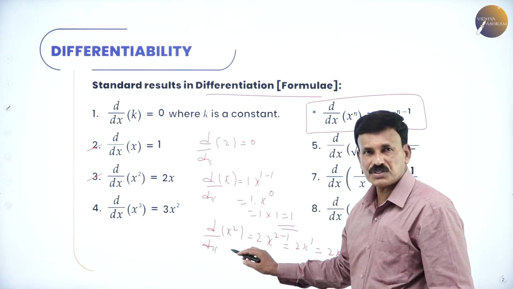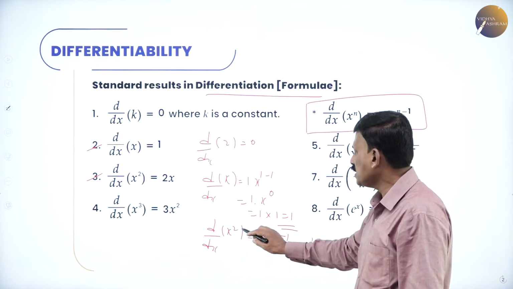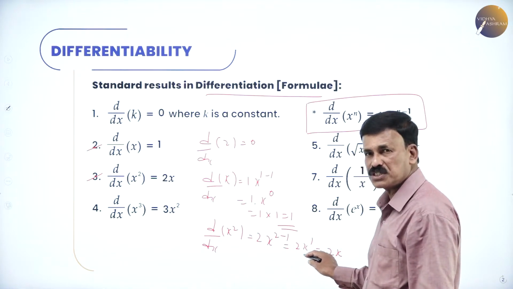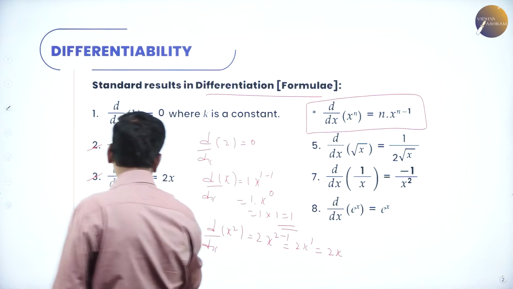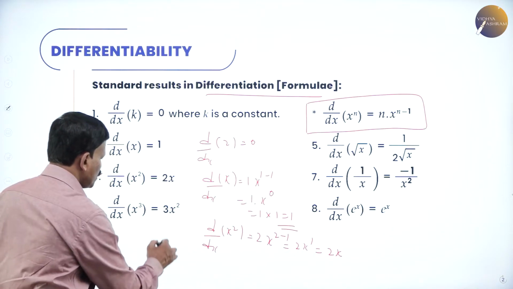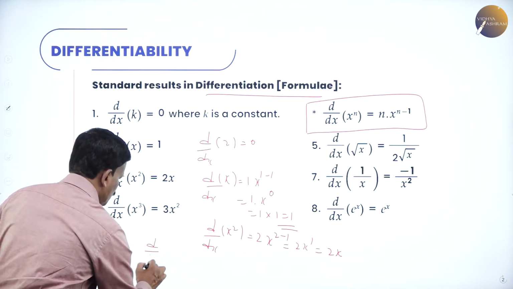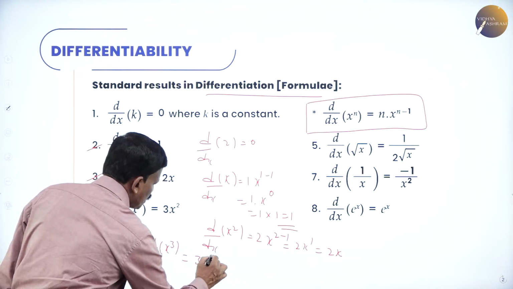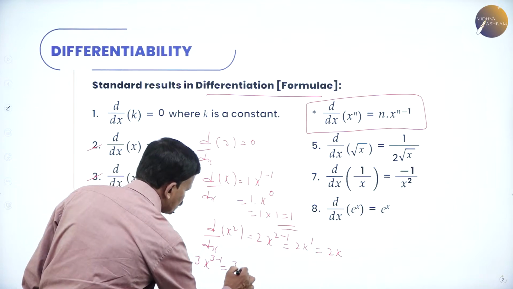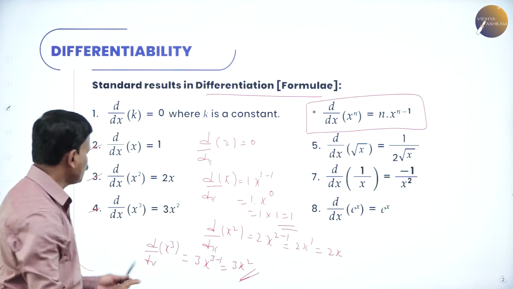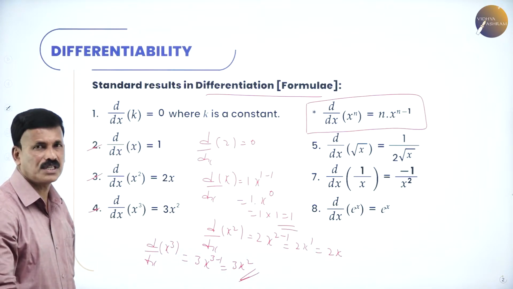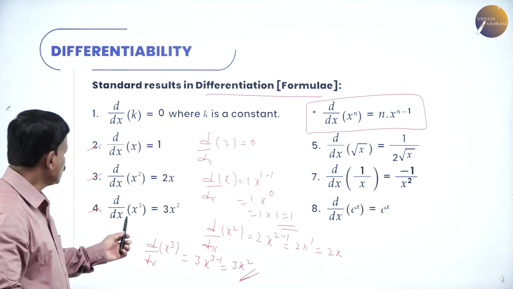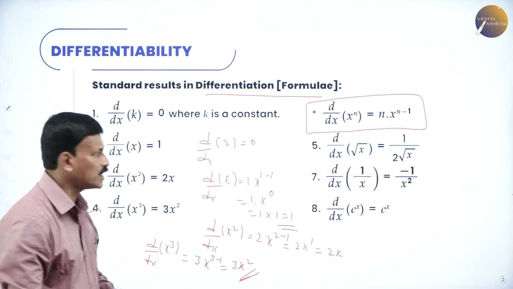Similarly, derivative of x square, d by dx of x square. What is n? n is equal to 2, so 2x to the power of 2 minus 1, that is 2x raised to 1, which is 2x. Similarly, d by dx of x cube. What is n here? n is equal to 3, x to the power of 3 minus 1, this is 3x to the power of 2. So differentiation of x cube is 3x square. Differentiation of x is 1, differentiation of x square is 2x, derivative of x cube is equal to 3x square.